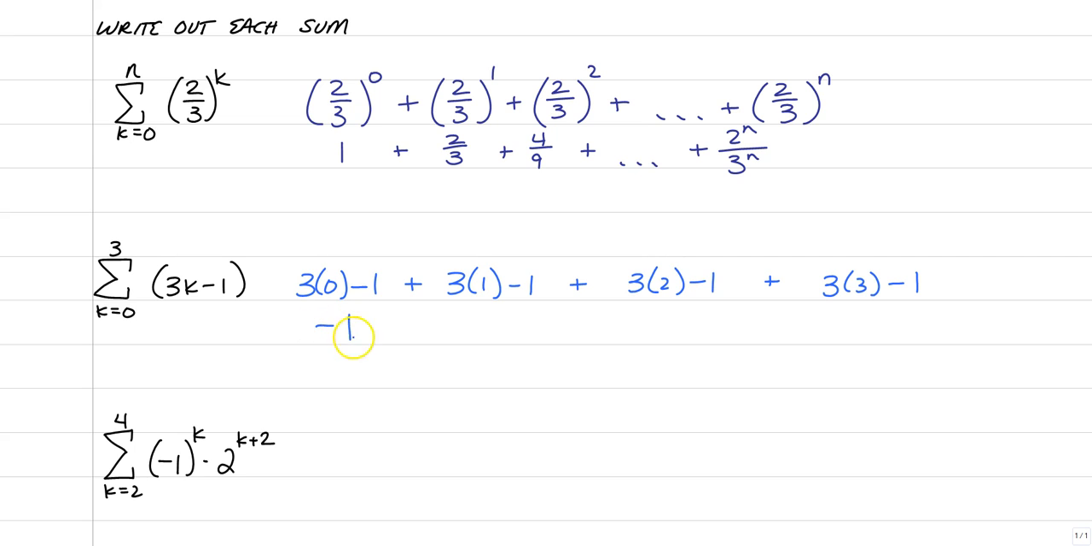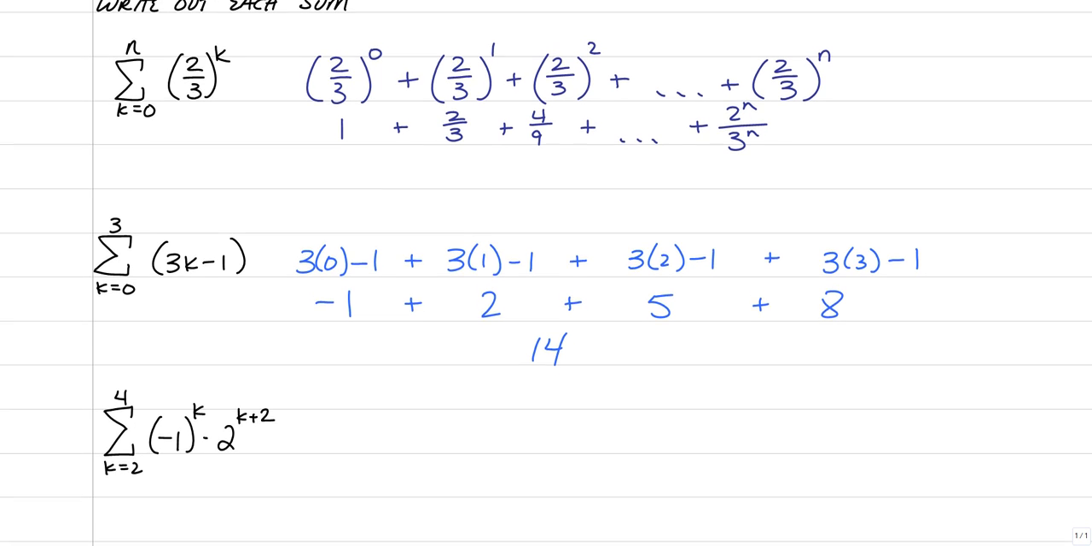So 0 minus 1 is -1, plus 3 times 1 minus 1 is 2, plus 6 minus 1 is 5, plus 9 minus 1 is 8. And if you add all of those up, you should end up with 14. So if you know where you're starting and stopping, you can actually add them all up. So why don't you pause the video and try the next one.